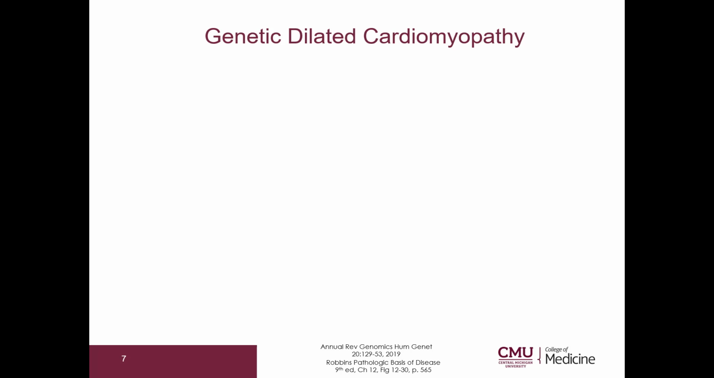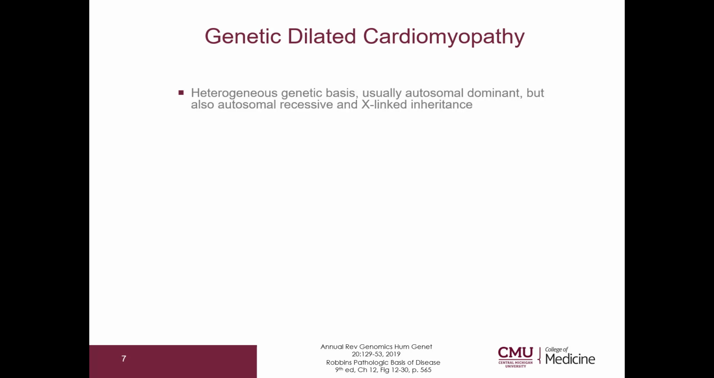Let's discuss genetic dilated cardiomyopathy. There is a heterogeneous genetic basis. It is usually autosomal dominant, but there are also autosomal recessive and X-linked inheritance. Titin is the most common genetic cause of dilated cardiomyopathy.